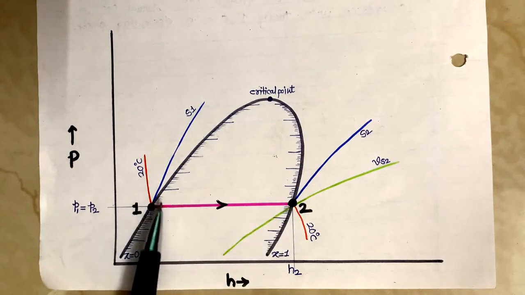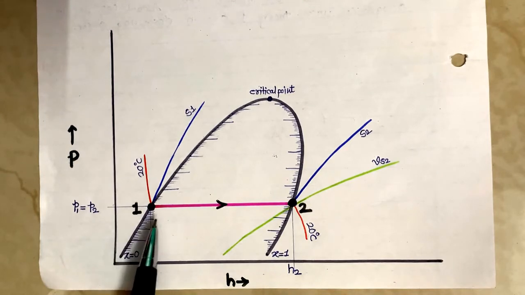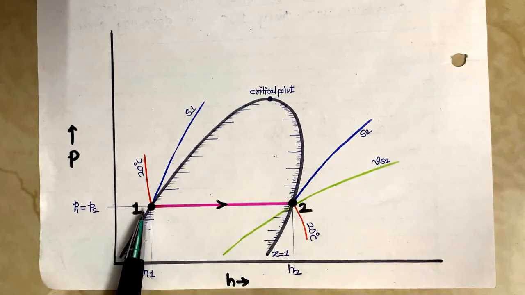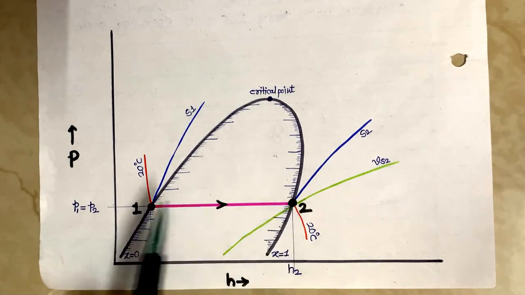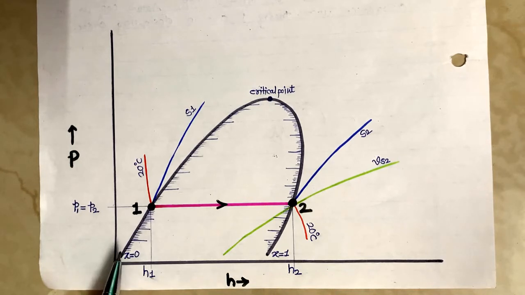So now let us extract the properties at point 1. Let us say 1 is the initial stage of that process and 2 is the final stage, so the process starts from 1 and ends at 2. Observe point number 1. Point number 1 is on the saturated liquid line. For the saturated liquid curve, the dryness fraction is obviously 0. So at point 1, the dryness fraction is 0. So first property, dryness fraction is 0.